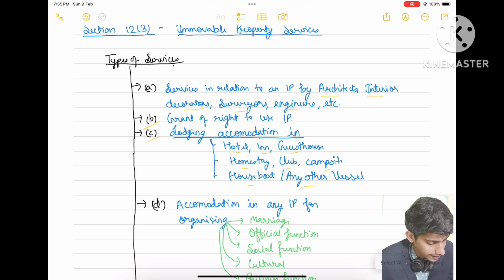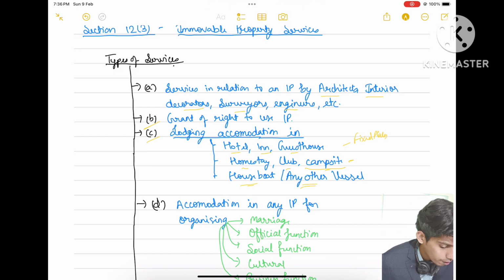So hotel, guest house, homestay, these are all fixed places. Campsite is something where we can use a tent and place the tent anywhere. So it is a place as per convenience. The location of a campsite can differ, like the person providing the service can move it from one place to another because he just has to remove the tent and place it somewhere else.